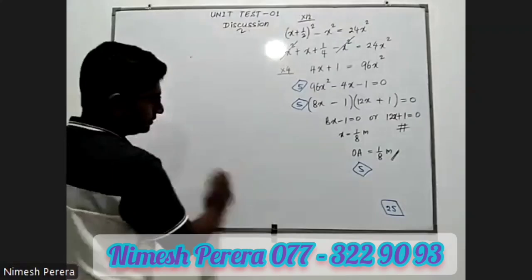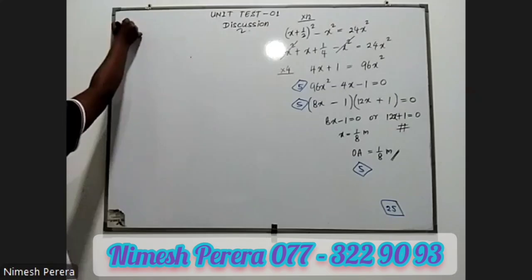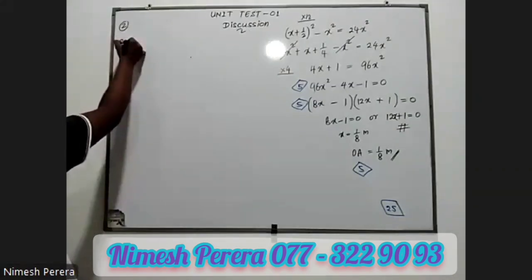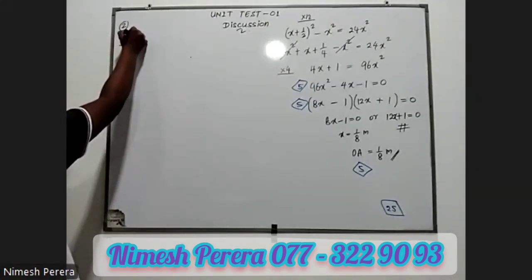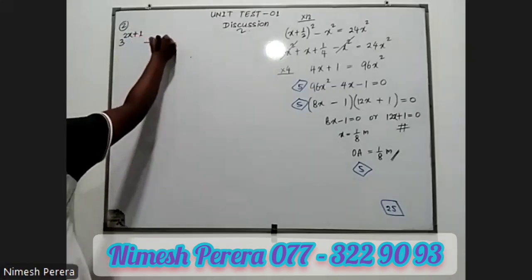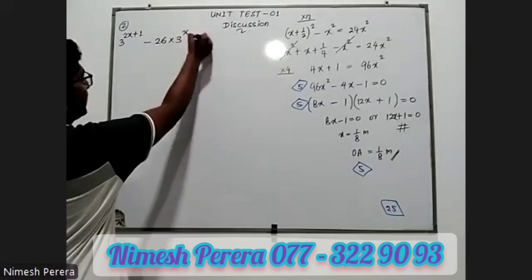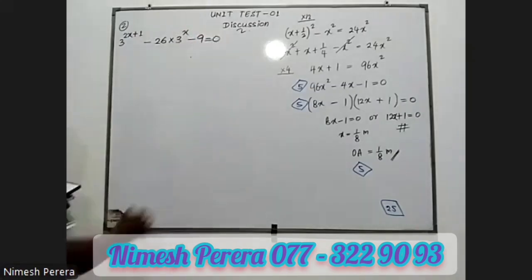Second question. You have to solve that equation given. 3 to the power 2x plus 1 minus 26 into 3 to the power x minus 9 equals 0. So this is the equation.